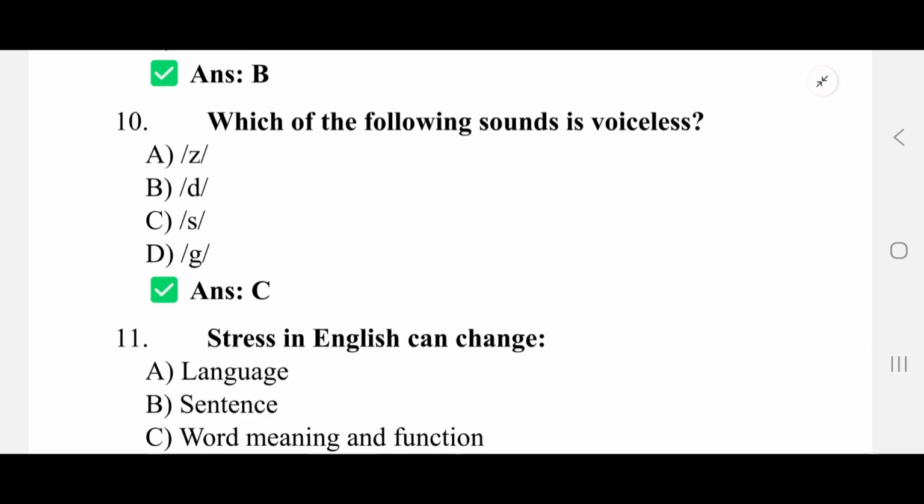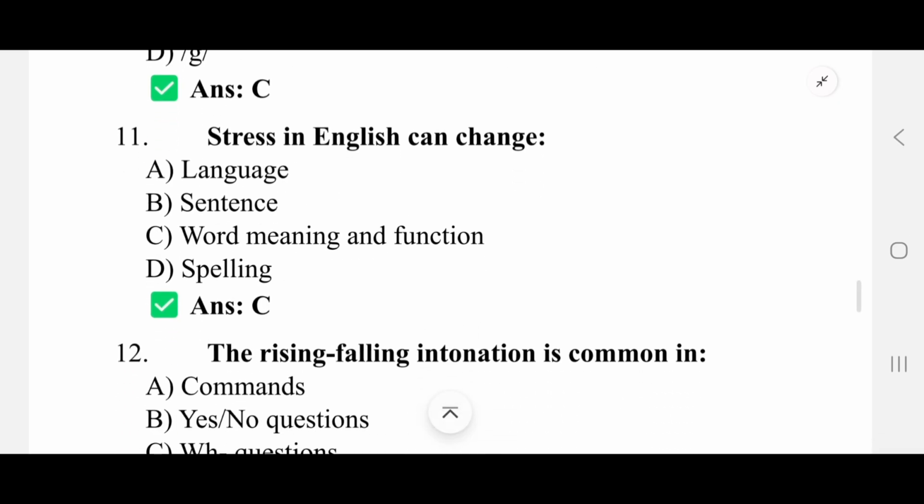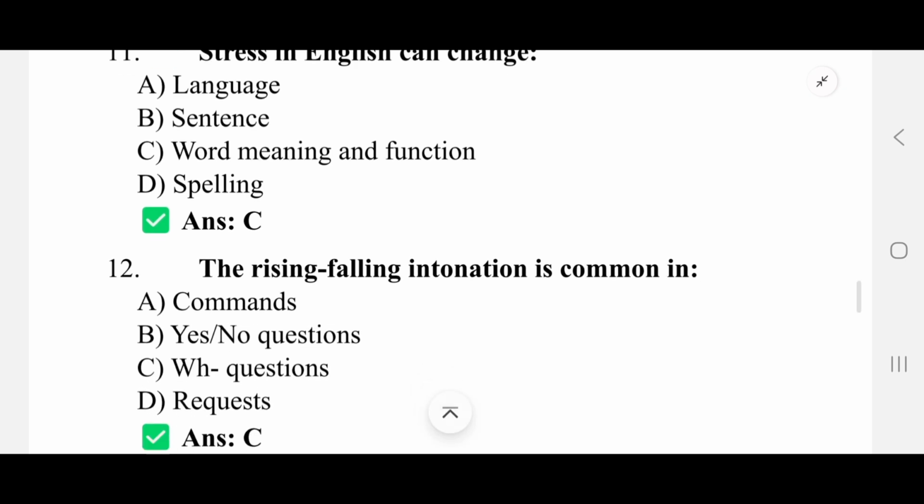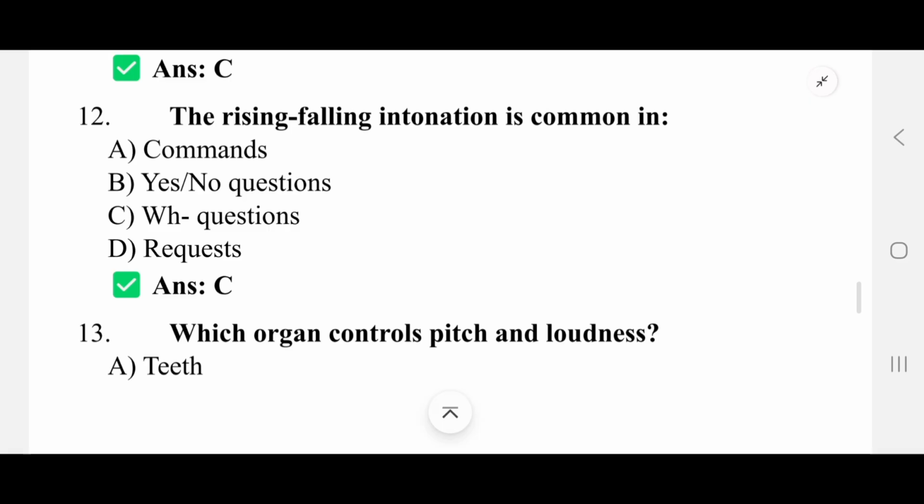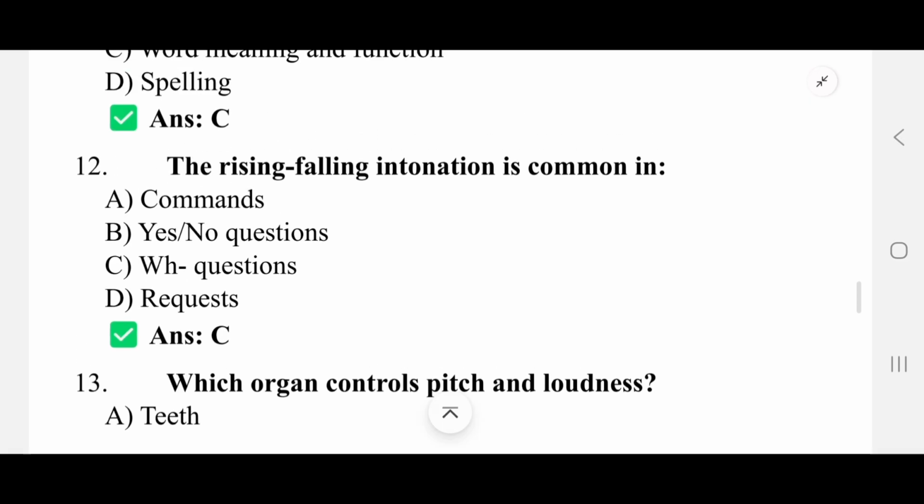Next, stress in English can change language, sentence, word meaning and function, spelling. Word meaning and function is the right answer. The rising falling intonation is common in commands, yes or no question, WH question, request. So WH question.